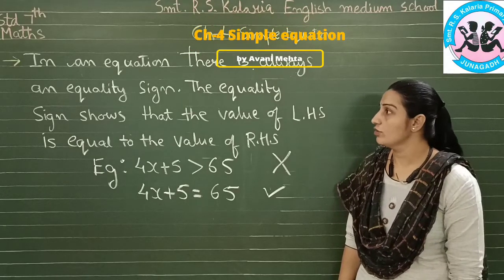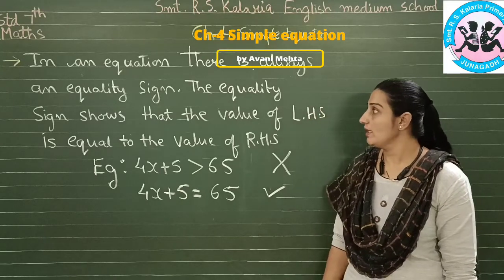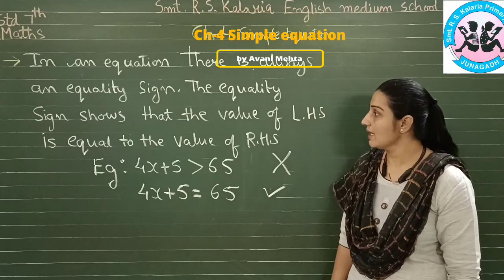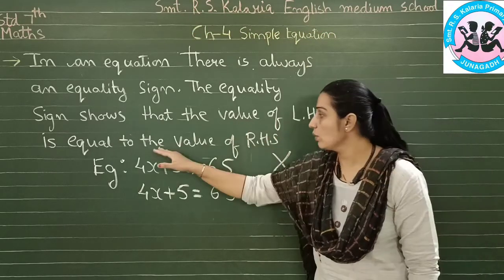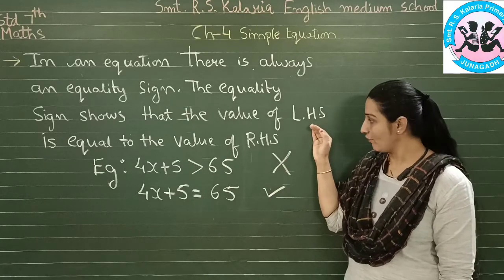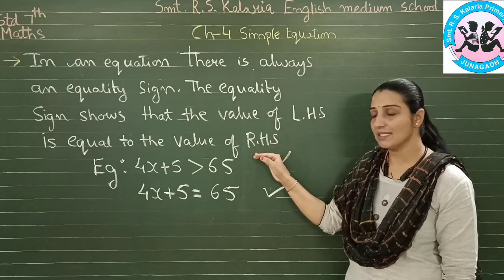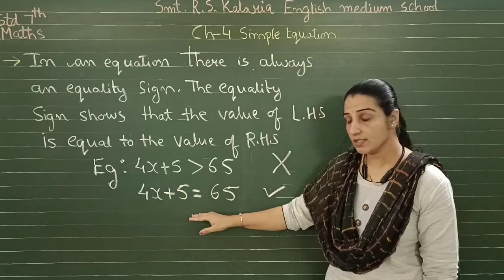Simple equation. In an equation, there is always an equality sign. The equality sign shows that the value of LHS is equal to the value of RHS. LHS means left hand side and RHS means right hand side. I have written here two examples.